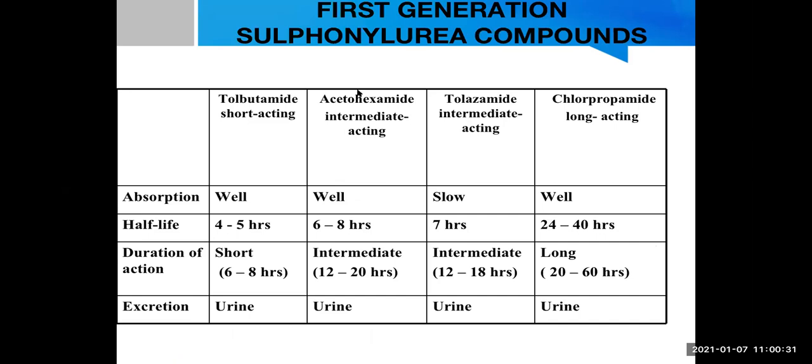Now let's compare some of the important members of first generation sulfonylurea medicine. Tolbutamide is short acting, acetohexamide is intermediate acting along with tolazamide, and chlorpropamide is long acting. Now, what is the duration of action? This will clearly tell you why these are short acting, intermediate acting, or long acting. 6 to 8 hours is short acting. 12 to 20 or 12 to 18 hours is intermediate acting, and 20 to 60 hours is long acting. This is very long acting, almost up to 3 days. These are the half-lives. They are quite well absorbed from the GI tract, except tolazamide, which is absorbed a bit slowly, and excretion is in the urine.